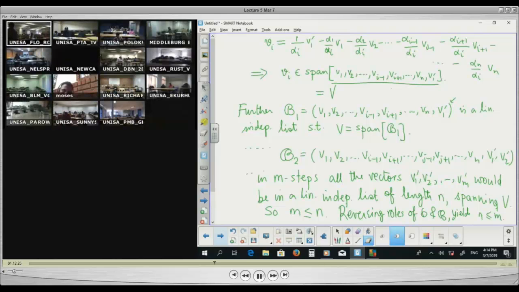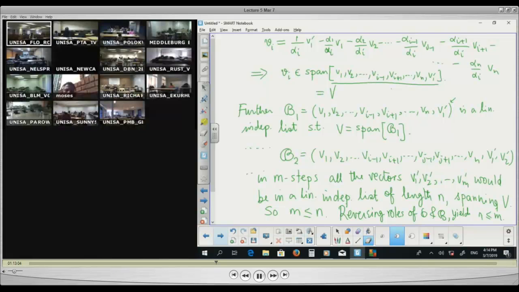But this is again another such list and so on, and I do the same thing in n steps. All the vectors V1 prime, V2 prime up to Vn prime will get replaced. So in n steps I'll be able to create a list of size n, which is a linearly independent list and which spans V. So n vectors get inside a list of size n. Therefore m must be less than or equal to n. That's what I'm saying.